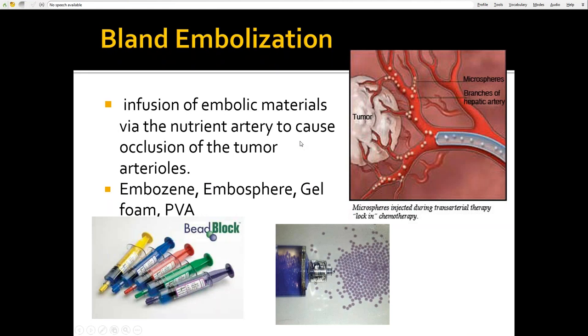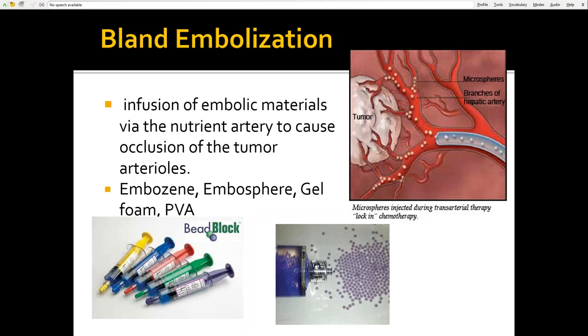So again, going through different modalities here, the first thing that's been around for a long time is bland embolization. We infuse embolic materials into the artery to cause basically just occlusion. So you inject non-active beads, depending on different sizes, whether it's 1 to 3 micrometers, or the 3 to 5, 5 to 7. These are used, some examples are Embosines, Embospheres.